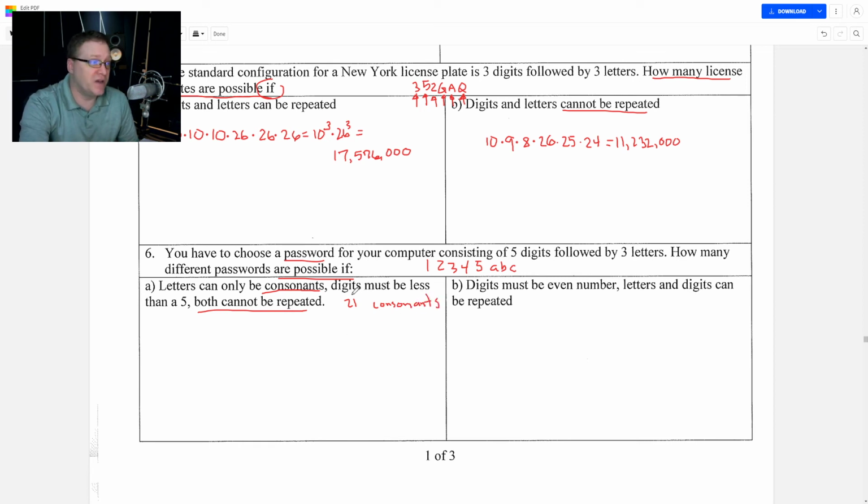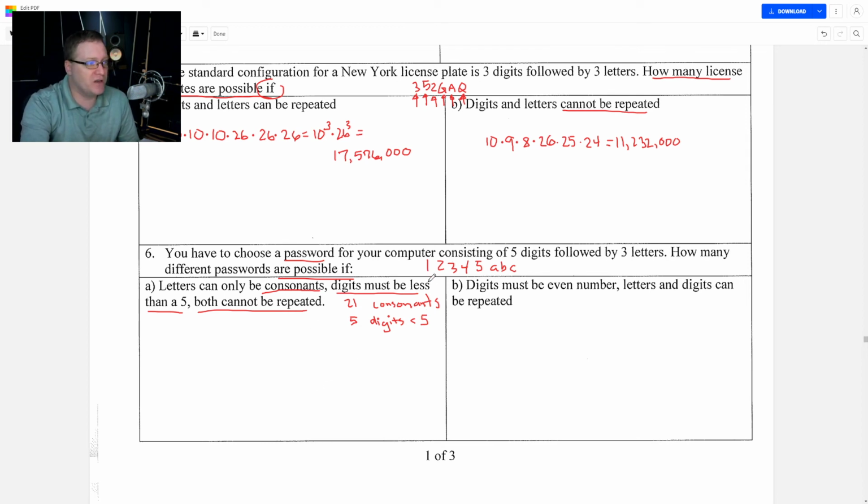And the other thing, it says digits must be less than 5. How many digits are less than 5? Well, you could have 0, 1, 2, 3, and 4. These are the only ones that are less than 5. So there are 5 different ones. All right. So there are 5 digits that are less than 5. And we cannot repeat.